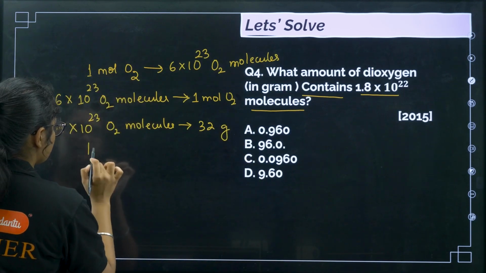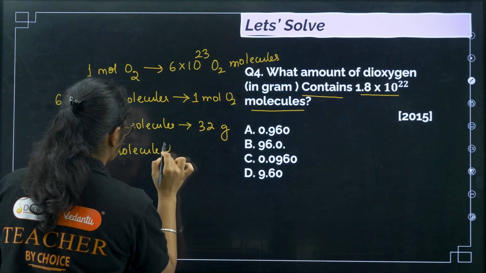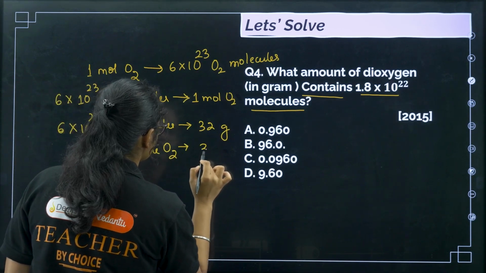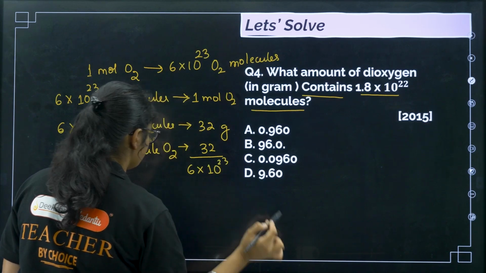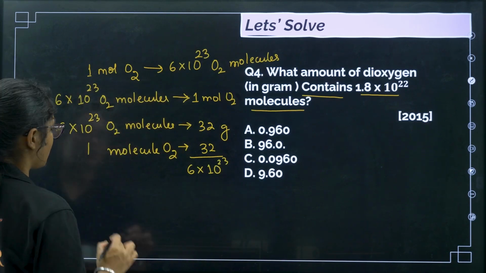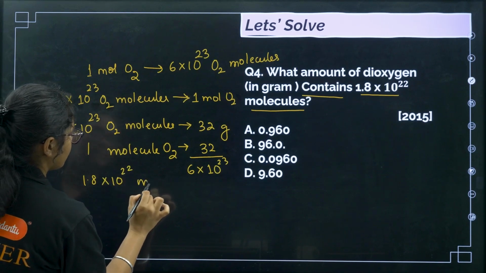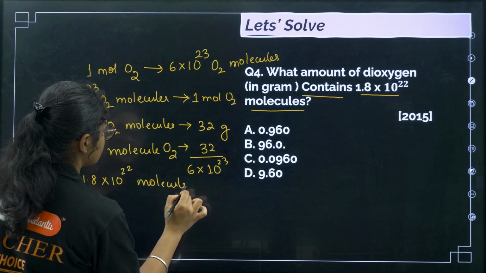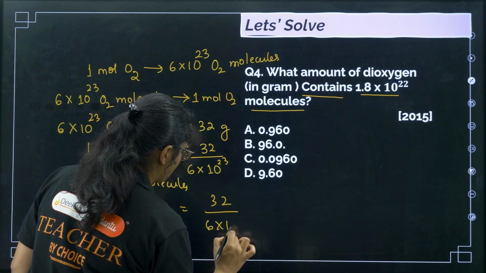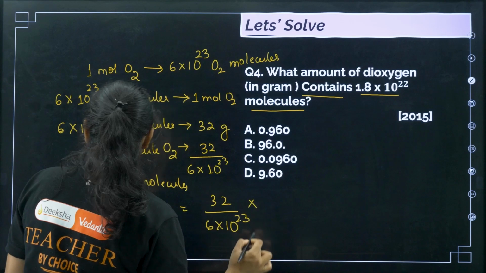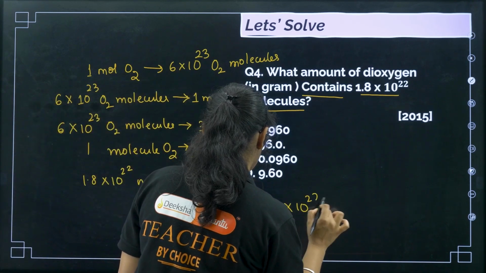So now if I want to calculate, 1 molecule of O2 will be equal to 32 by 6 into 10 to the power of 23. Now how many do I want? 1.8 into 10 to the power of 22 molecules, right. So for that how much mass do I need? That is 32 by 6 into 10 to the power of 23, into 1.8 into 10 to the power of 22. Okay.